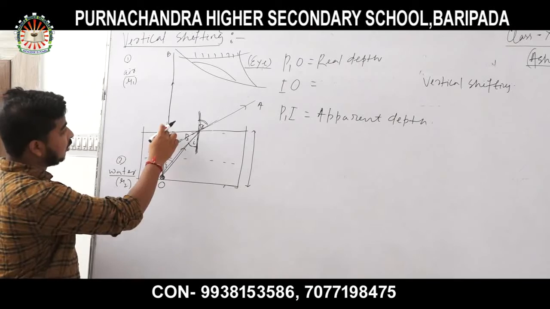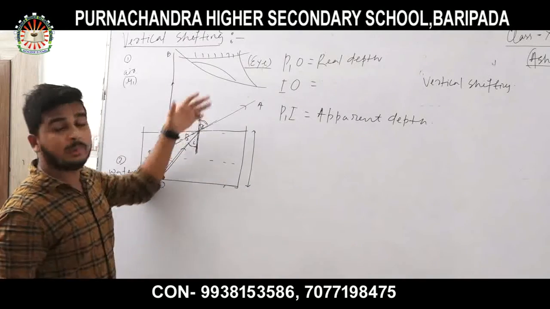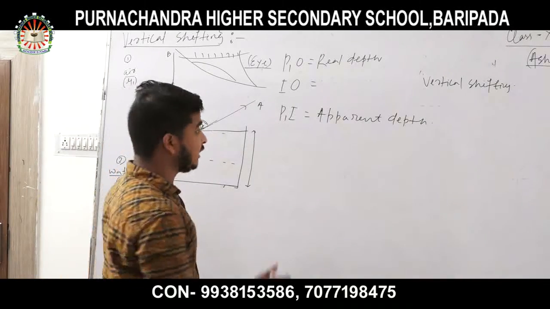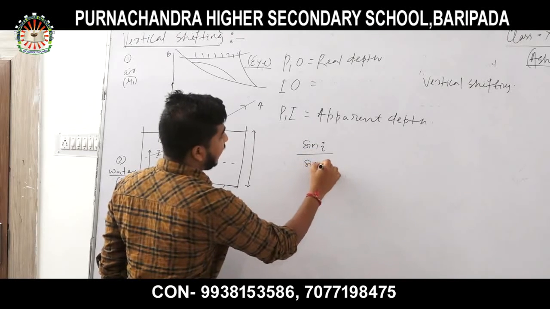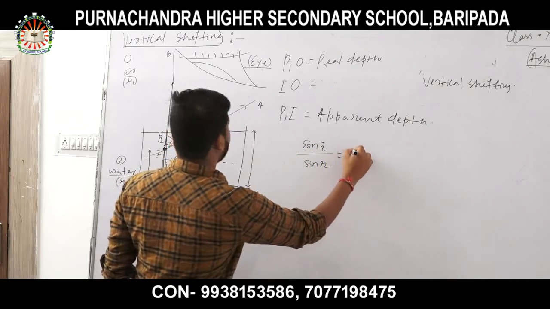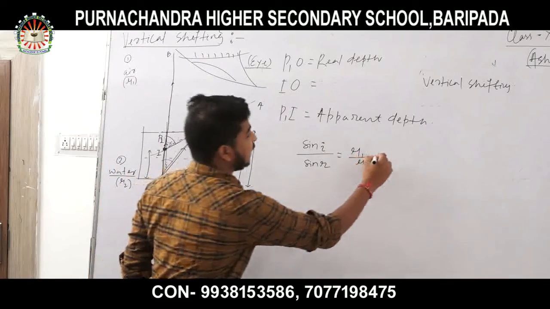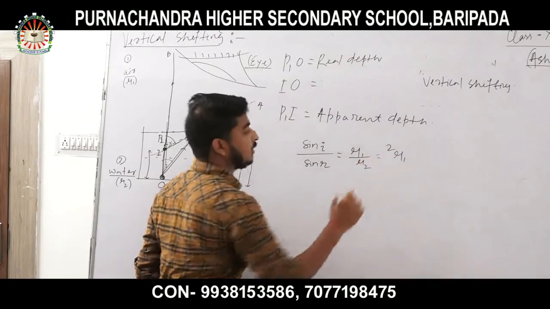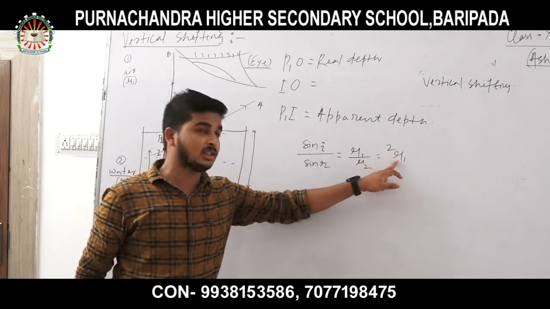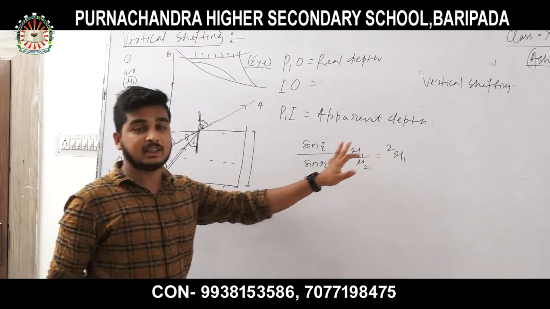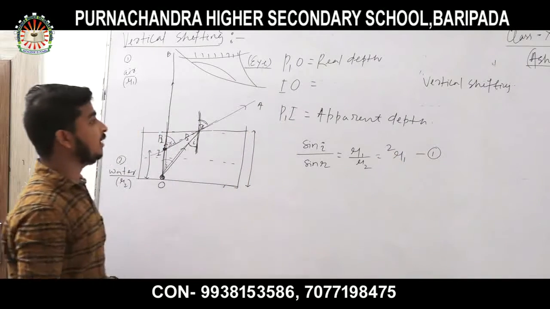Now look, the ray of light is going from medium 2 to medium 1, so I can write sine of I divided by sine of R is equal to mu1 divided by mu2. Yes or no? Or simply, sin I by sin R is equal to the refractive index of medium 1 with respect to 2. This is according to Snell's law. Mark it equation 1.